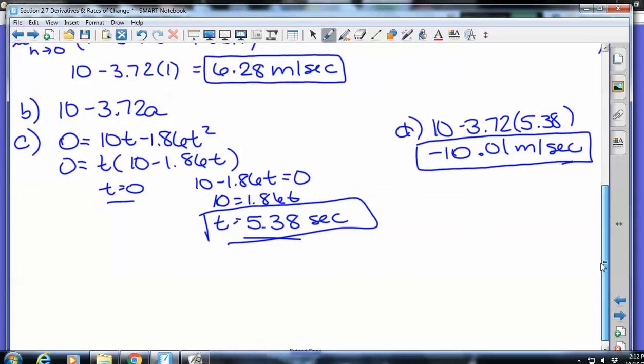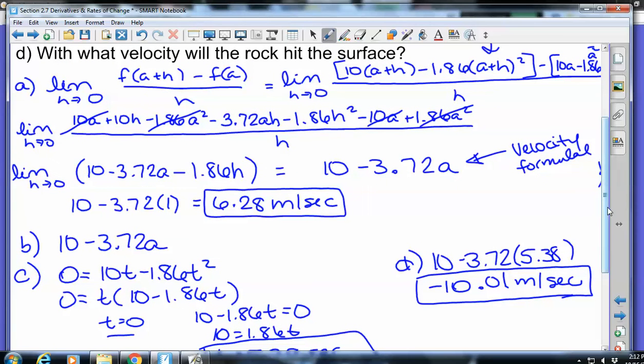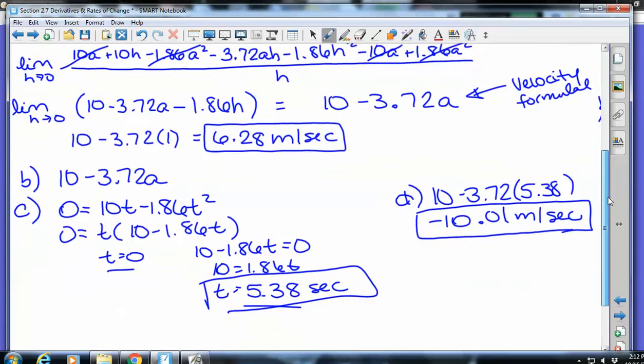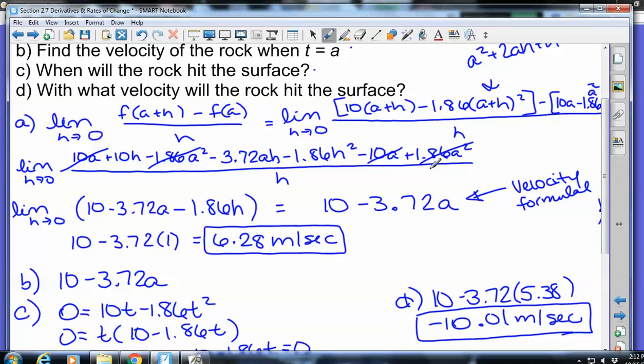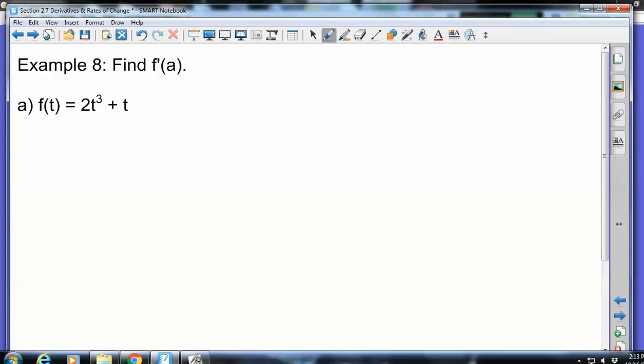Questions? Yes, Zach? Back on A, what do you do with that negative 1.86h? How do you get rid of that? I plugged in h equals 0 for my limit. Other questions? Okay. So the hard part of this was definitely that first part, that limit part. That's the derivative. So I just want to do a few more derivative problems to practice today.